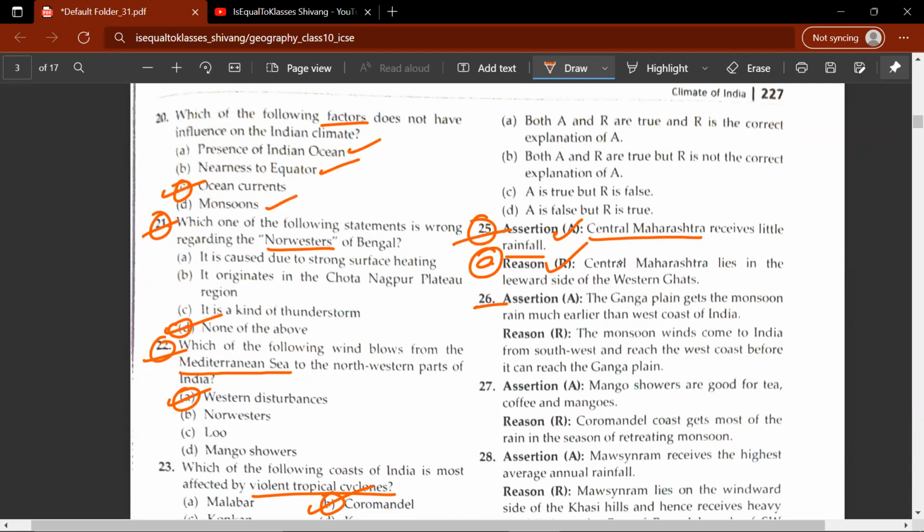26th question. Assertion A. The Ganga Plains get the monsoon rain much earlier than the west coast of India. Reason R. The monsoon winds come to India from the southwest and reach the west coast before they can reach the Ganga Plain. So the correct answer will be D. A is false, but R is true. So this will be D. Assertion A. Mango showers are good for tea, coffee, and mangoes. Reason R. Coromandel coast gets most of the rain in the season of retreating monsoon. So the correct option in this case would be B. Both A and R are true, but R is not the correct explanation for A.